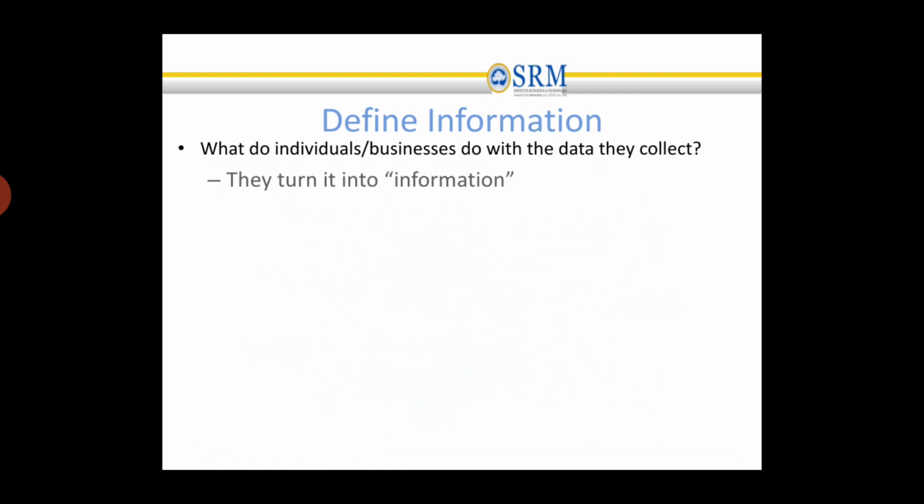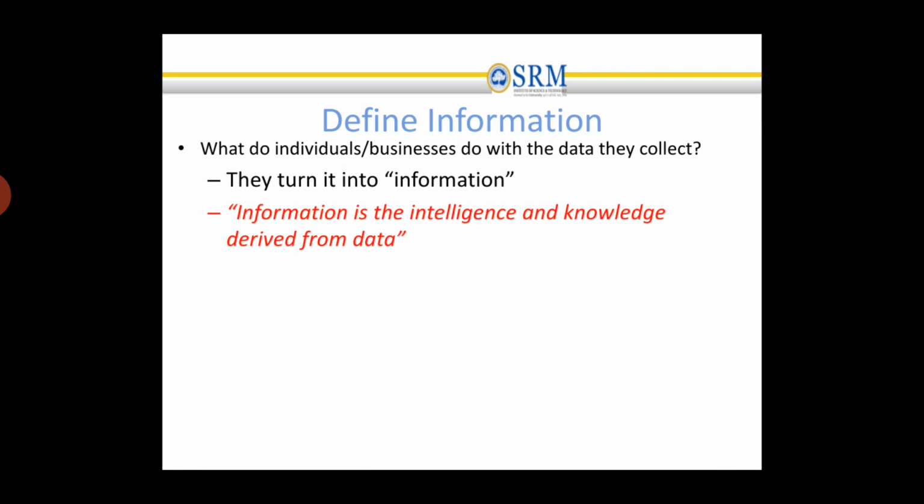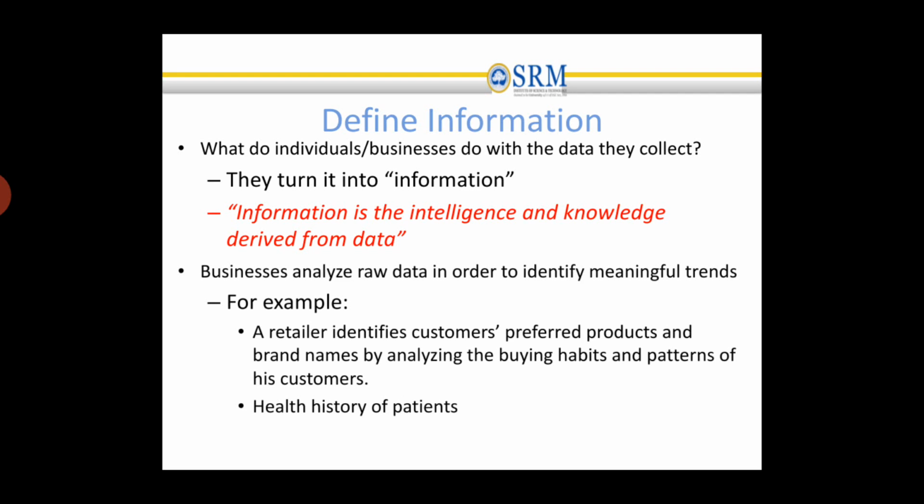And the information. In what way does information differ from data? Information is when you try to find some knowledge from the data. That means it is an intelligence and knowledge deriving process from the data. Then it is called information. For example, take product data. You have a list of products, and the product name and product price are there. This is just data. It turns into information when a retailer identifies the customer's preferred products and brand names. How will he identify the customer preference? By analyzing the buying habits and patterns of the customers. Based on these two things, he can identify the customer preference. In this case, it is called information.